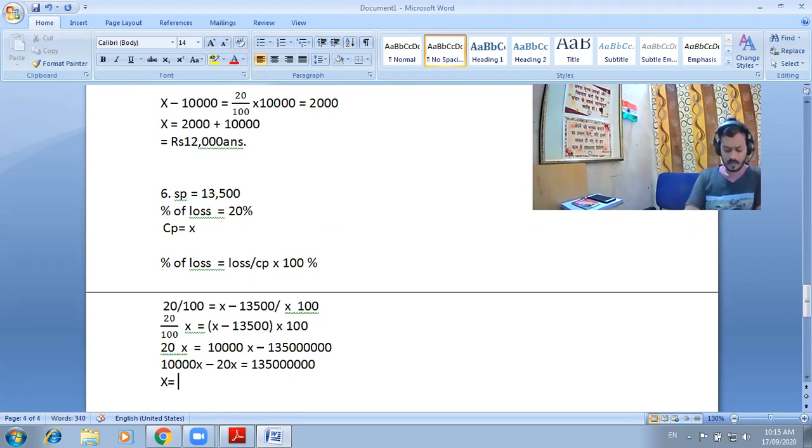what are the answers? 16,875 rupees is the CP of this given question. No problem. Next, move to the next one, question number 7.